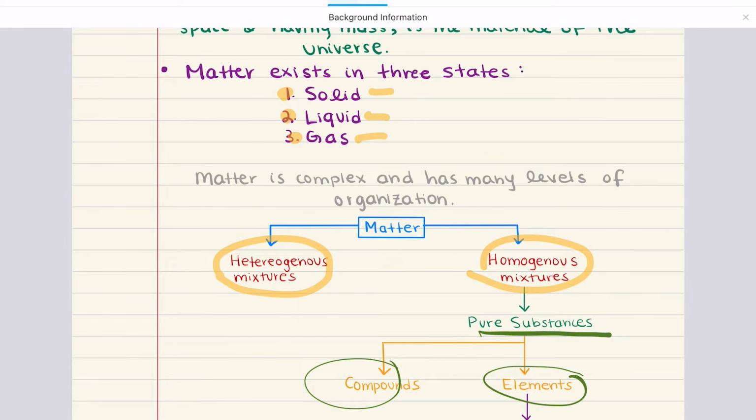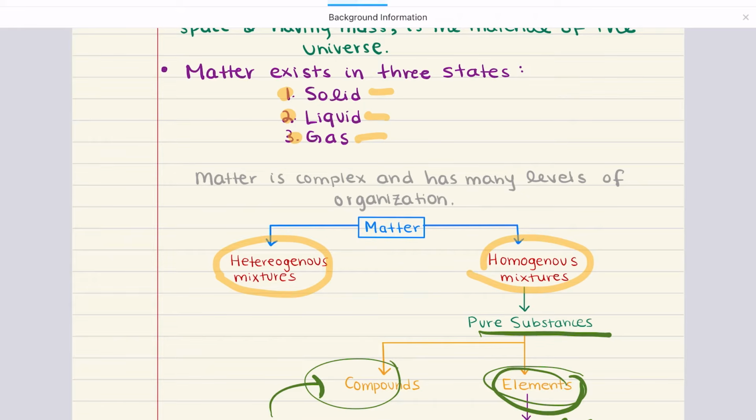Now, compounds are pure substances that are formed from two or more elements chemically bonded in fixed proportions. They have distinct properties that are going to be different from their constituent elements. So, for example, water is a compound and it contains hydrogen and oxygen in a 2-to-1 ratio, H2O. Compounds can actually be broken down into simpler substances, back into their elements, but chemical methods are needed.